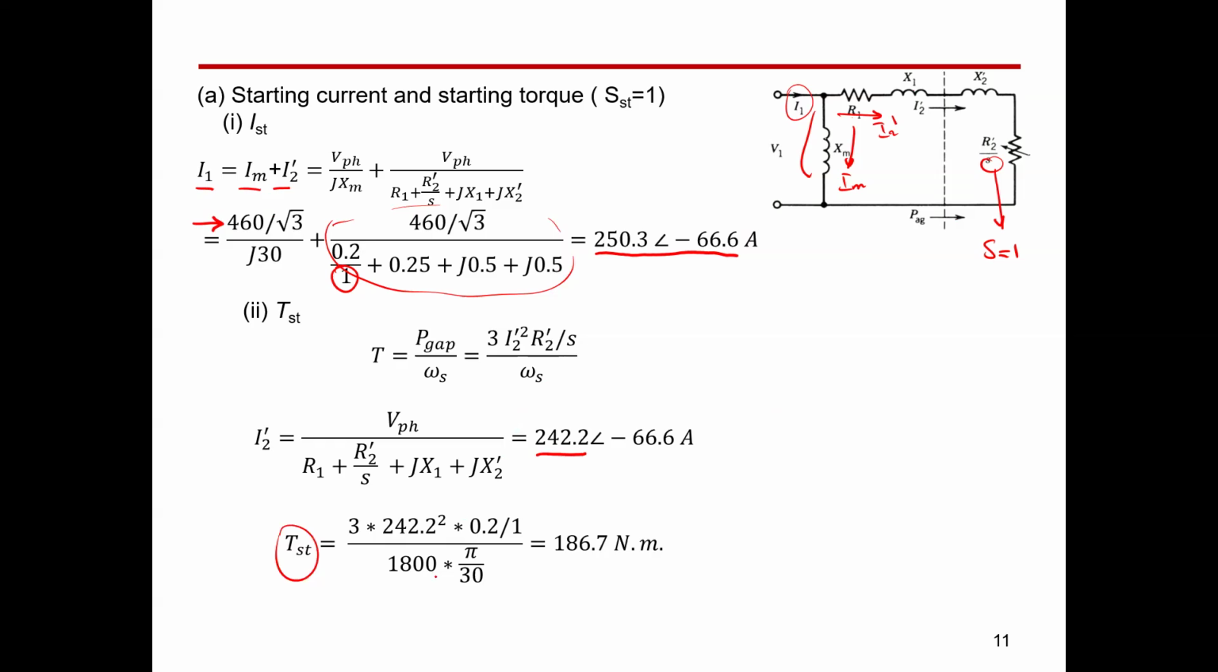So omega S is nothing but pi divided by 30 times NS. NS in this case is 1800 RPM. Where we got this from, it's not given. But you know that NR is 1740, and this means the closest NS is going to be 1800. Or you can use 120 times frequency, which is 60 hertz here, divided by the number of poles, which is 4. So this is also 1800. So we got from here the starting torque.